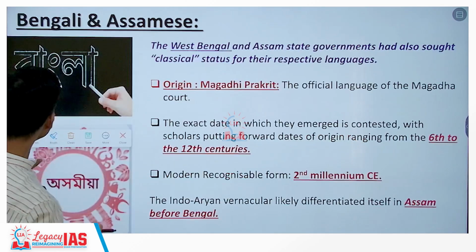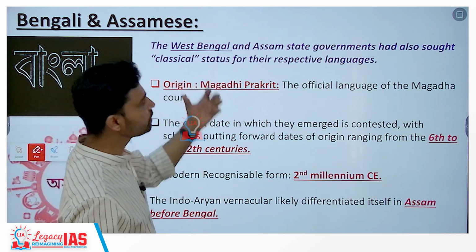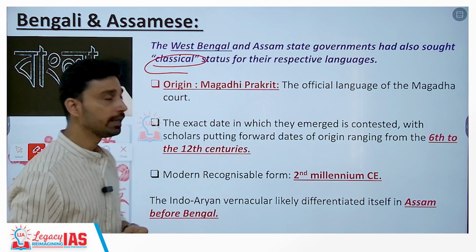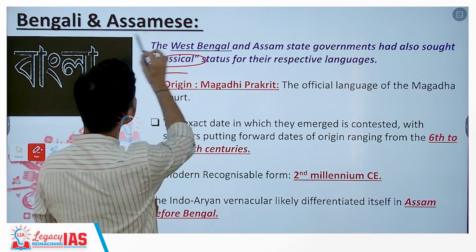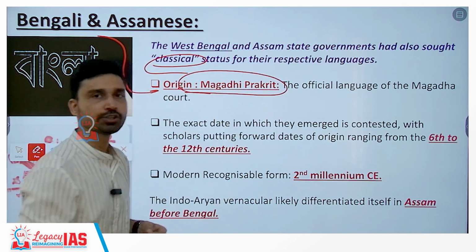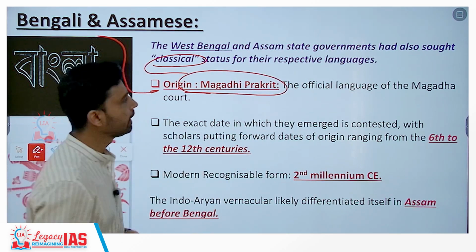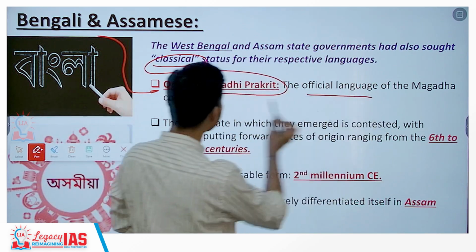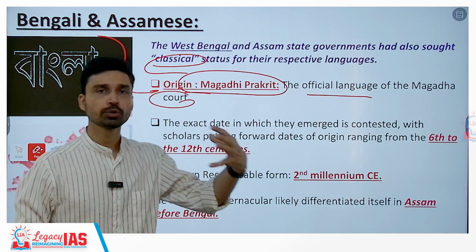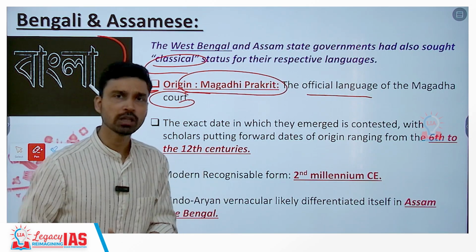The second language to be included here is Bengali and the Assamese. The West Bengal and Assam state governments have also sought classical status for their respective languages. In this context, let us first understand the Bengali language. Bengali is believed to have originated from the Magadhi Prakrit, which is another variant of Prakrit, and it was believed to be the official language of the Magadha Empire, which used to rule across the states of Bihar, Uttar Pradesh and extending all the way up to West Bengal.